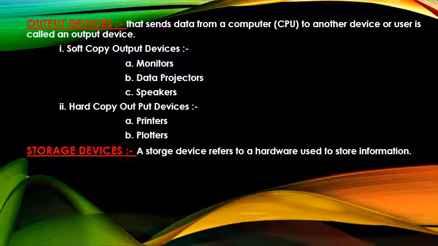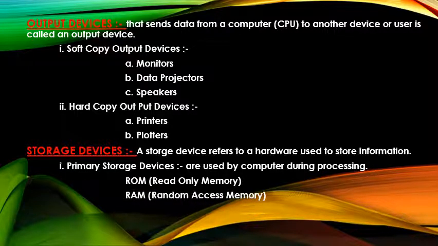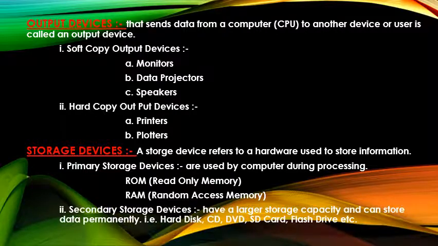Now the storage devices. A storage device refers to hardware used to store information. Primary storage is where the data is stored during processing. ROM, read-only memory, is part of the internal primary storage, and so is RAM, random access memory. Secondary storage devices have a larger storage capacity and can store data permanently. That is the hard disk, CD, DVD, SD card, and flash drive.